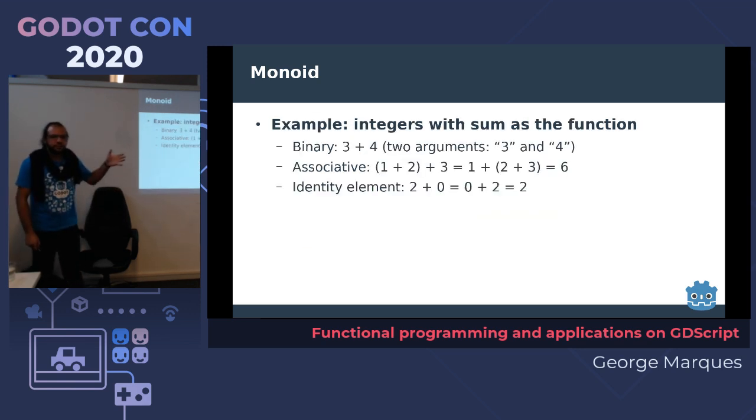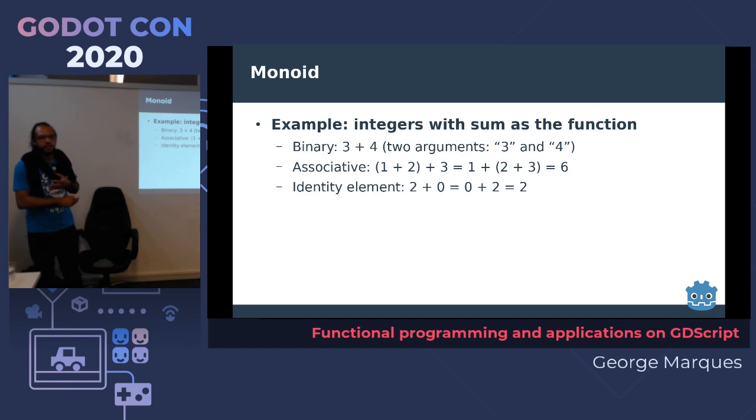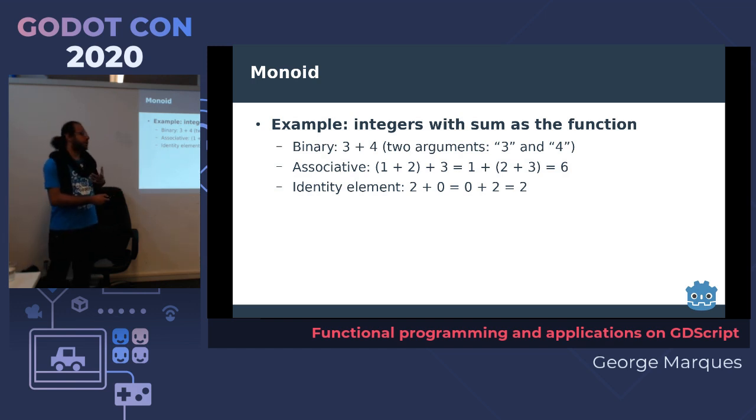So for example, you have the integer type and you have the sum function. It's a binary function, because it takes two arguments, 3 and 4 in this case. It's associative. If you do 1 plus 2 first and then add 3, it works. Or if you do 2 plus 3 first and then 1 plus the result, it's going to be 6. It's all the same. And it has the identity element 0, because if you sum with 0, it just gives the same value back.